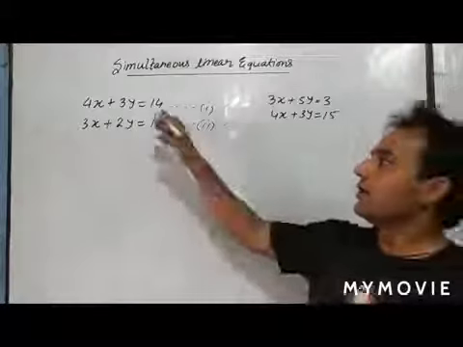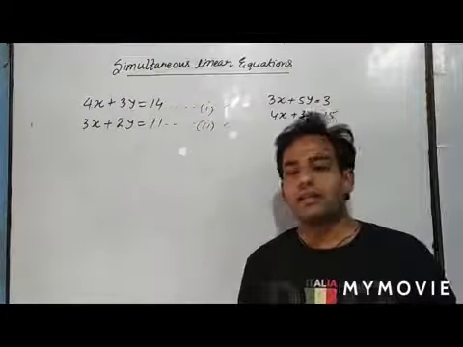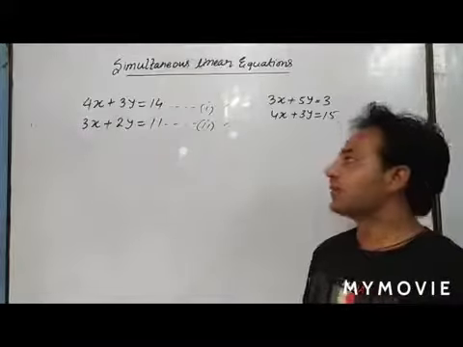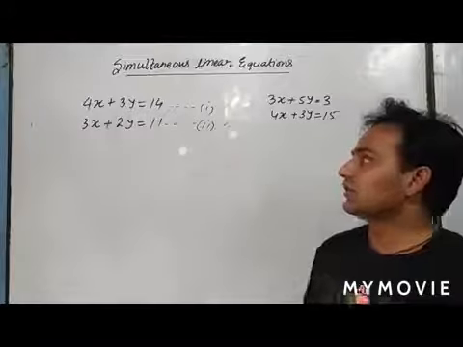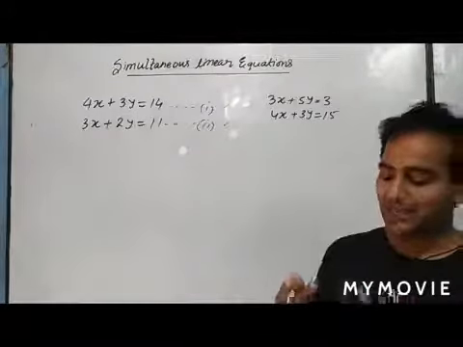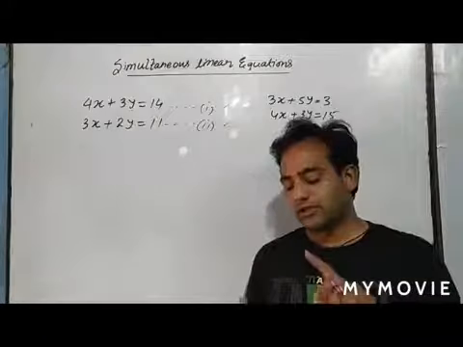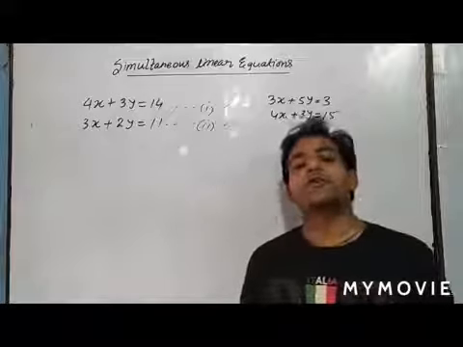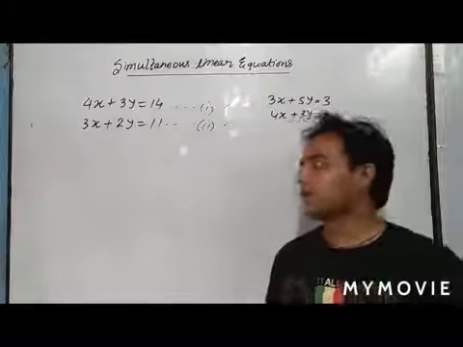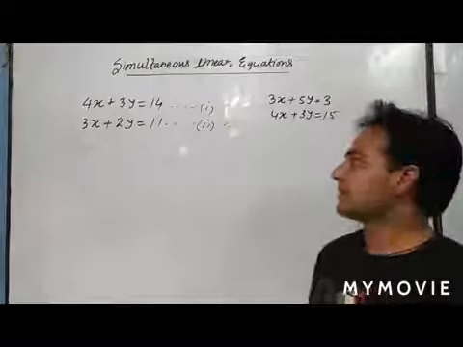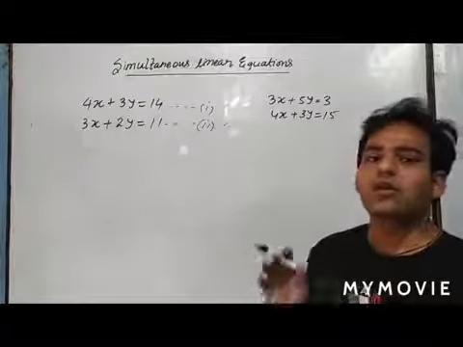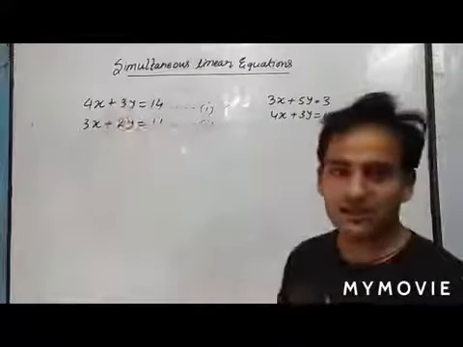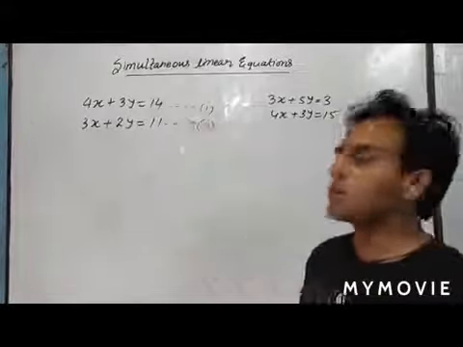For simultaneous linear equations or linear equations in two variables, we have four methods by which we can solve. The first method is the elimination method. Second, we have the substitution method. Third is the cross multiplication method, and fourth we have the graph method. But it is a very simple and easy method, so I have chosen the cross multiplication method to explain here. If these two equations are given, we have to solve them by the cross multiplication method.